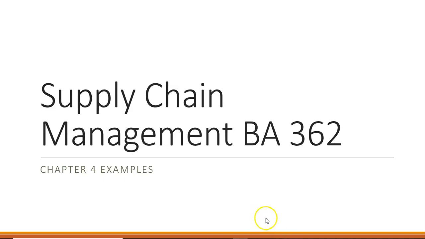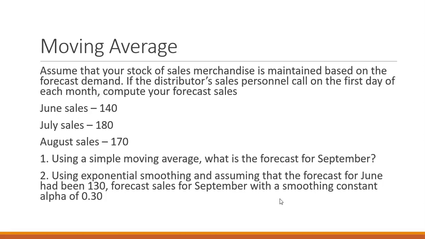In this video, we're going through a couple of examples for some of the formulas that were covered in Chapter 4. So the first one we're going to look at is that moving average. So we're assuming that our stock of sales merchandise is maintained based on the forecast demand. We're looking to use a simple moving average. What is the forecast for September?